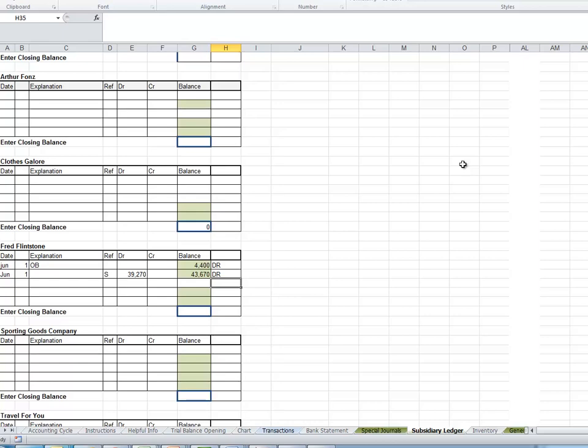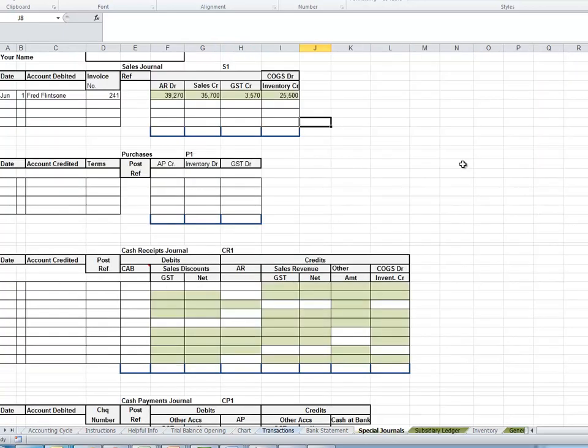And later, I've got one more thing. To indicate that we have posted it to the subsidiary ledger, I put a T in here. Now why a T? Because before we had computers, we used to just tick it. Yep, that's been posted, that's a tick. So now instead of a tick, we write in a T.